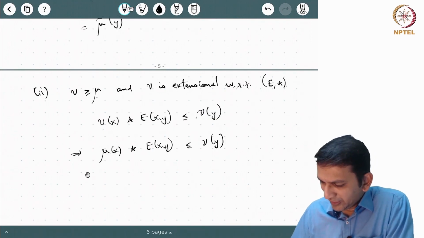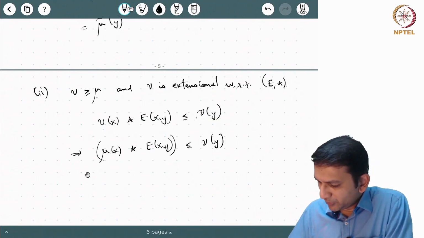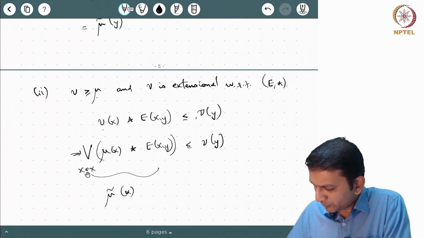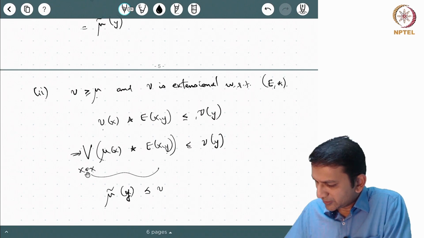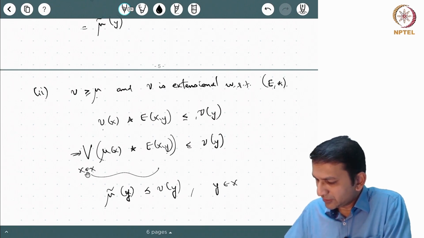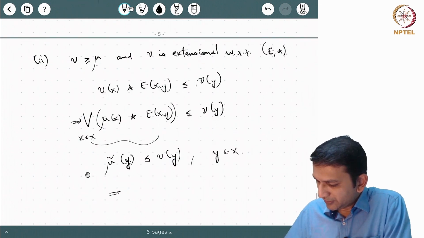Now this happens for every x, which means we can put sup over x here. It's still true, but this quantity is essentially mu tilde of x, mu tilde of y, because y is fixed. So what we have shown is that mu tilde is in fact smaller than mu of y for any arbitrary y in X, which implies mu tilde is less than or equal to mu.